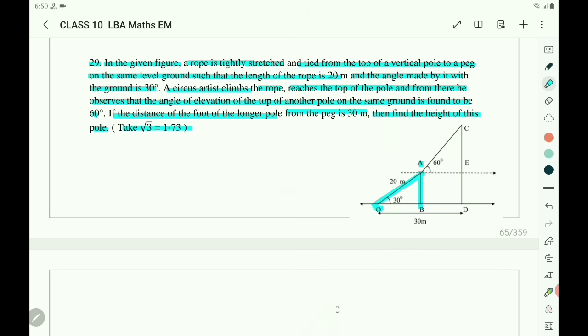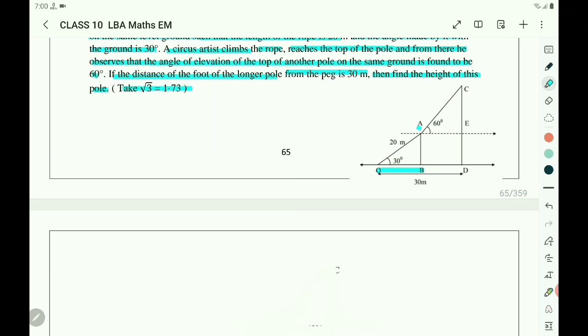A circus artist climbs and reaches the top of the pole. He reaches A and from there he observes the top of another pole. What is the other pole here? CD is the other pole. Then the angle of elevation of the top of the other pole from the top of the first pole AB is how much? 60 degree. And the angle of elevation of the top of the first pole from the point on the peg is 30 degree. What do we have to find out? We have to find the height of the pole CD.